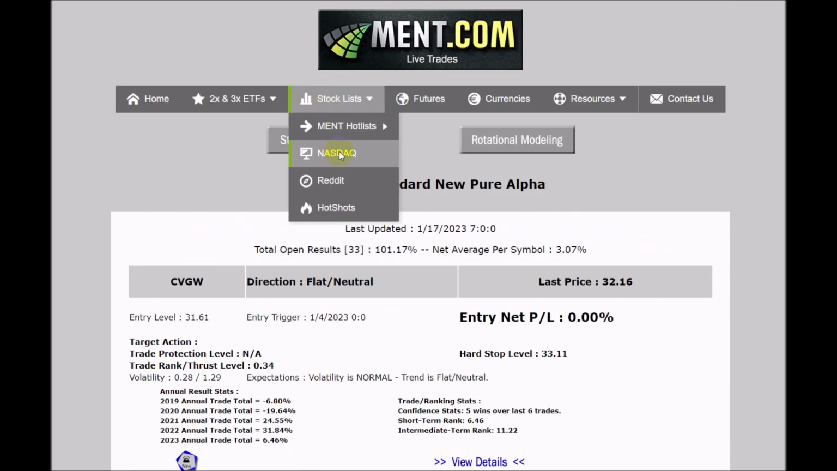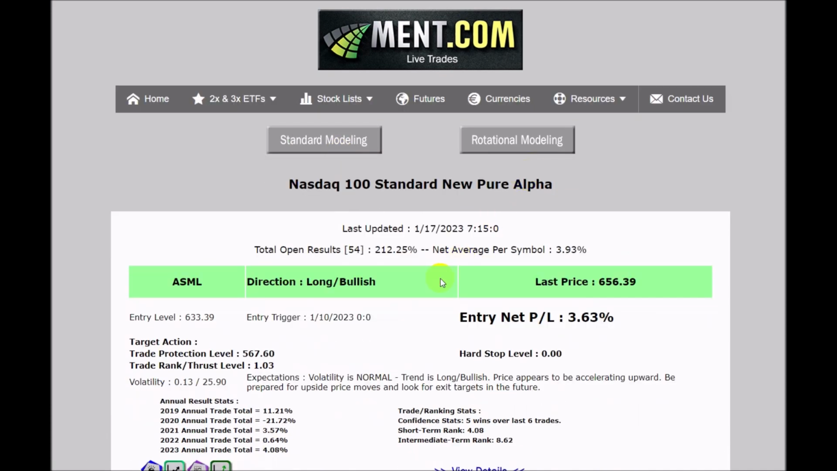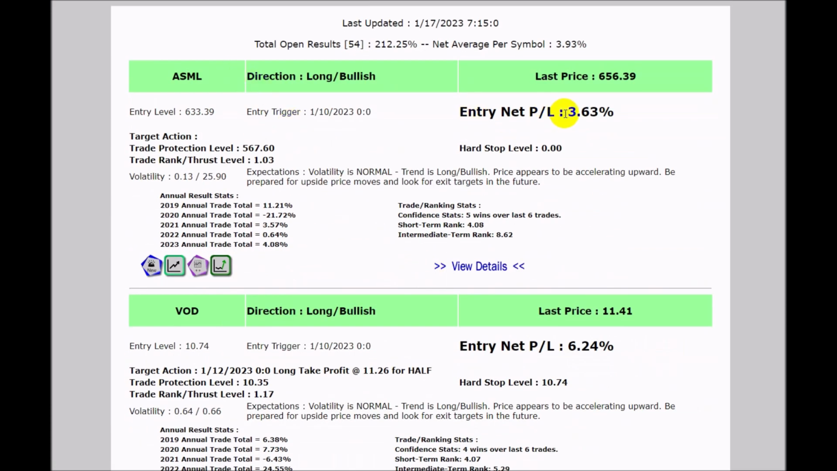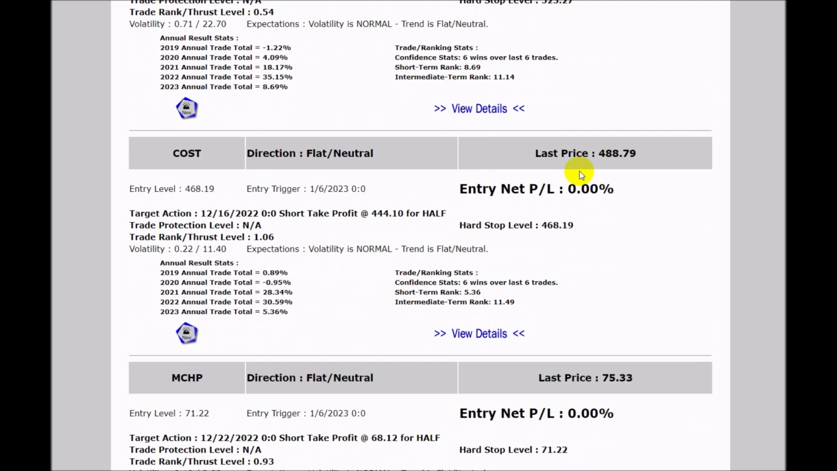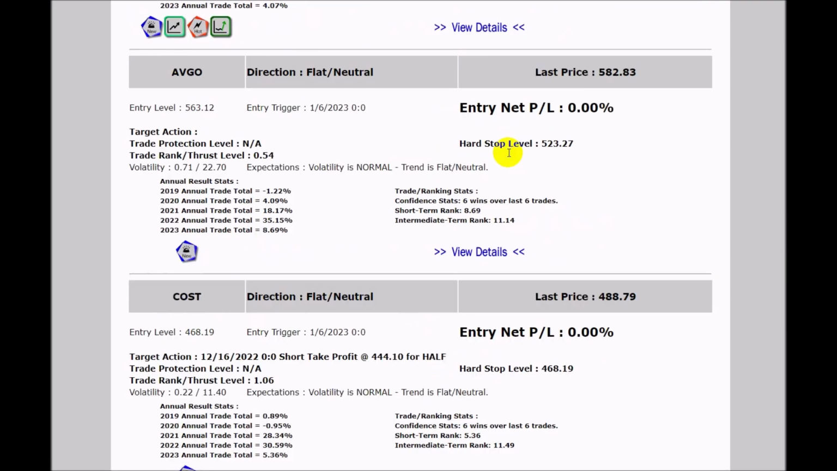Let's come back over here to the NASDAQ. Pure Alpha. ASML is up 3.63%. Trigger was about a week ago, $633. We have no target action yet. VOD trigger was January 10th as well at $10.74. We've already pulled half off at $11.26. That's a profit of 6.24%. These are all exit triggers.